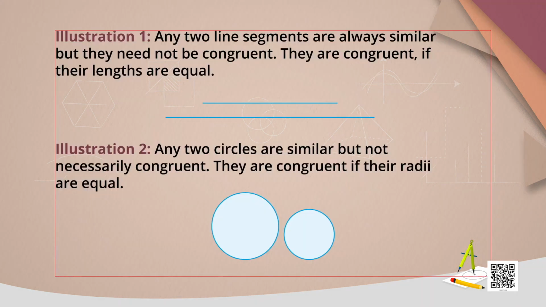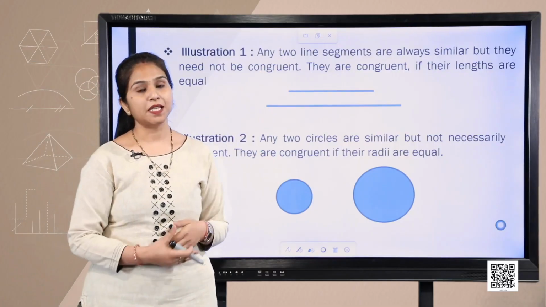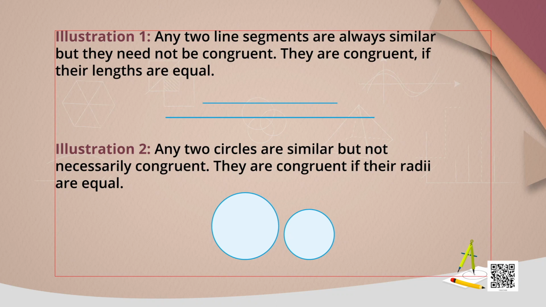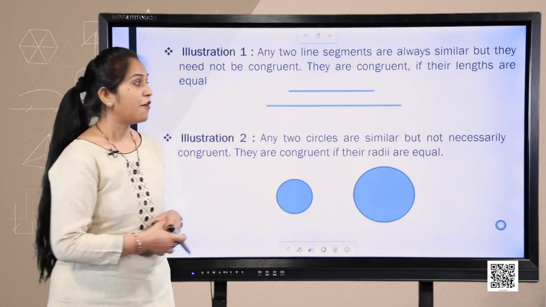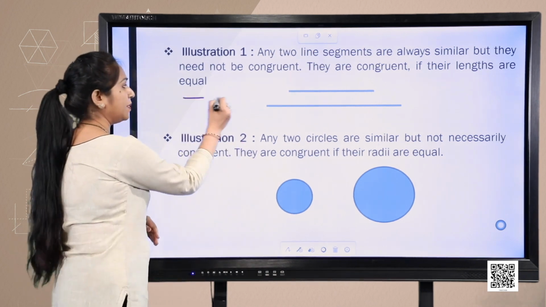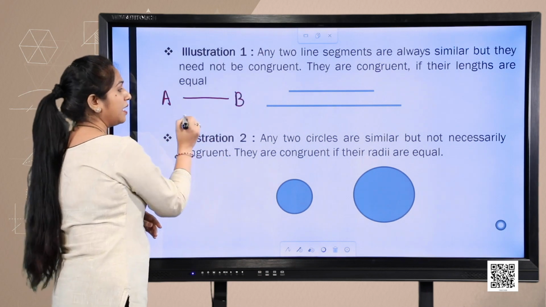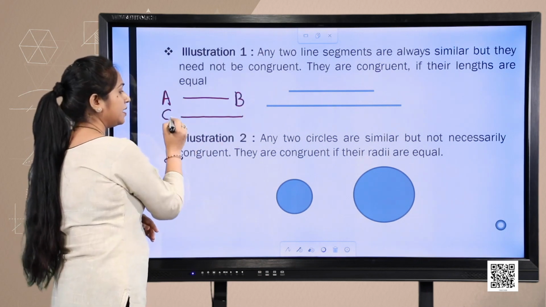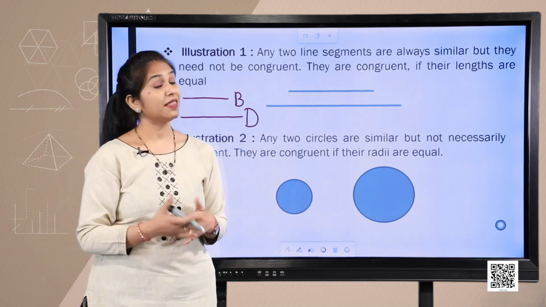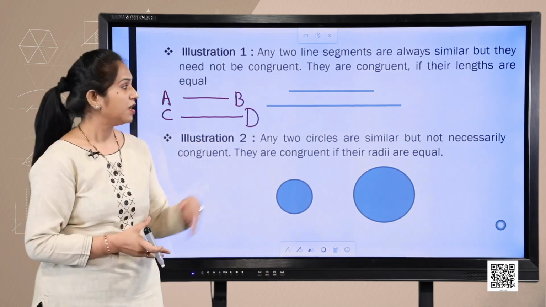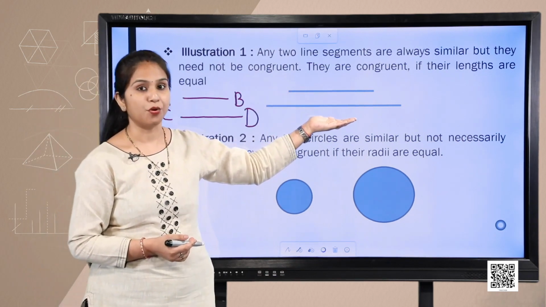Let us take a few more examples. We have two line segments. Two line segments are said to be similar figures. They become congruent only if their measurements are the same. For example, if I have a line AB and the measurement of this line AB is say 5 cm, and we have another line segment CD and the measurement of this line segment is also 5 cm, in that case they become congruent. But here you can see they are different, so they are similar but not congruent.